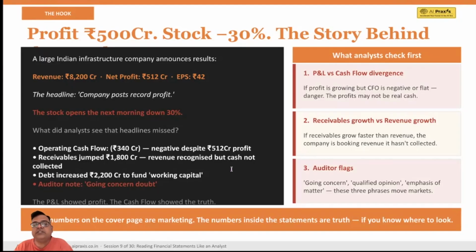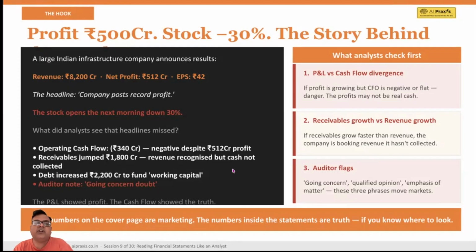Then comes the receivables. Receivables increased by 1,800 crore, right? Remember what receivables are? Receivables are money customers owe to the company. That's very important. So this increase of 1,800 crore means the company has booked revenue but has not collected the cash yet. Let's simplify.